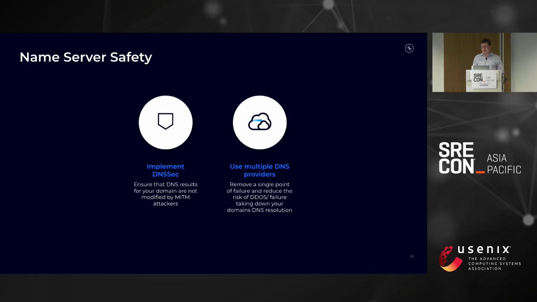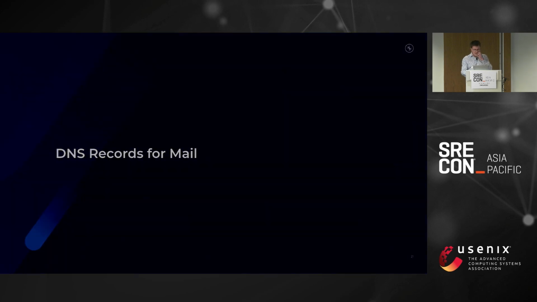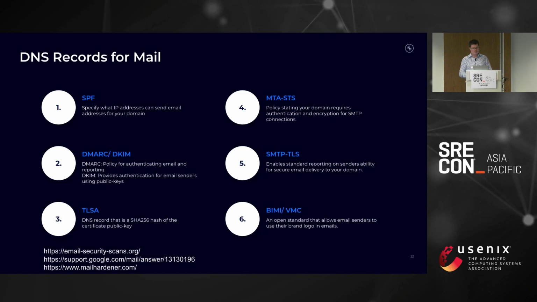Then, as I mentioned, using multiple DNS providers is another way to ensure the availability of your site or your infrastructure when it goes down. Having really long TTL records, I don't believe, is a good way to provide better availability. So, DNS records for mail.